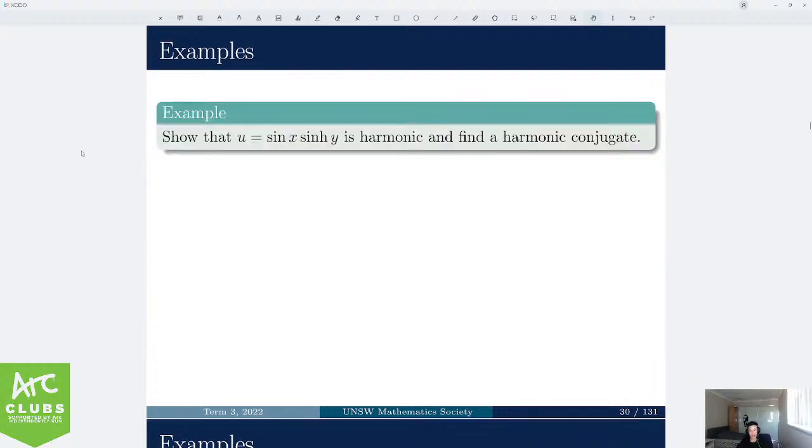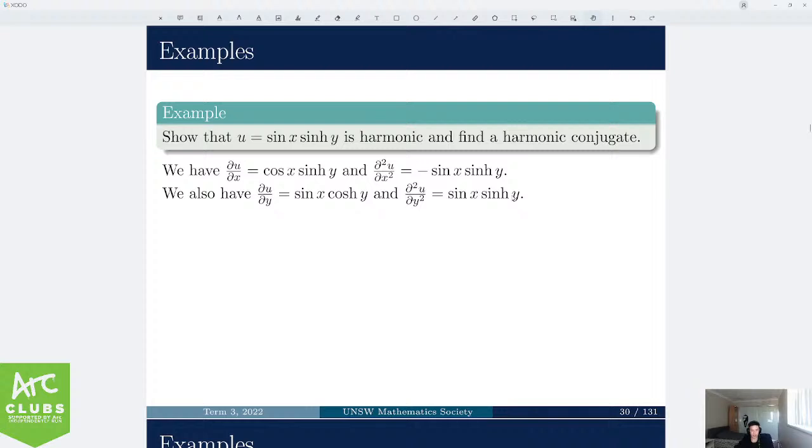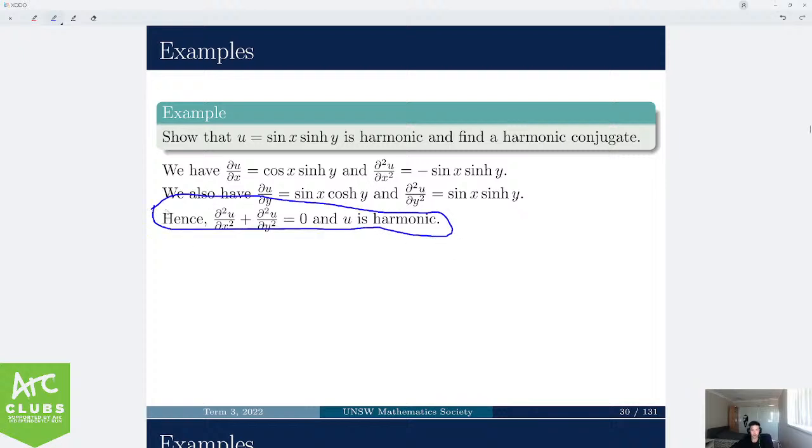A quick example here: show that u equals sine x sine y is harmonic, and find a harmonic conjugate. So firstly, let's calculate the partial derivatives. Partial squared u partial x squared is going to be minus sine x sine y. And let's do the same for y. We get minus sine x sine y. Now, if we sum them up, they're going to equal 0, and hence that's going to tell you that u is harmonic.